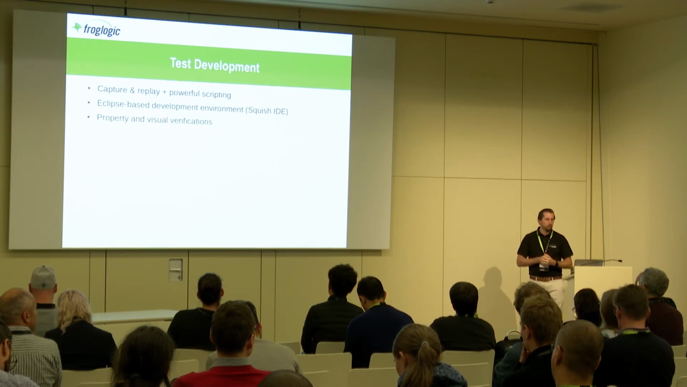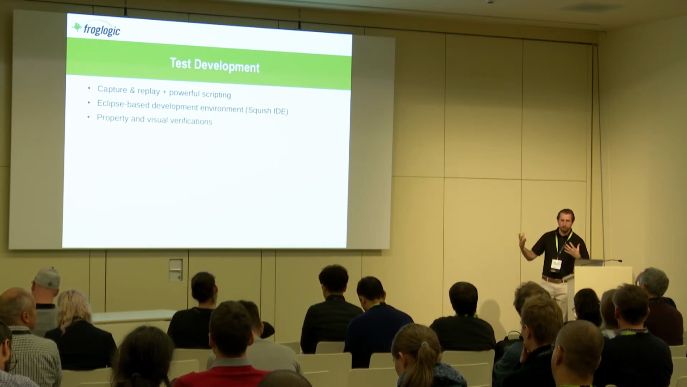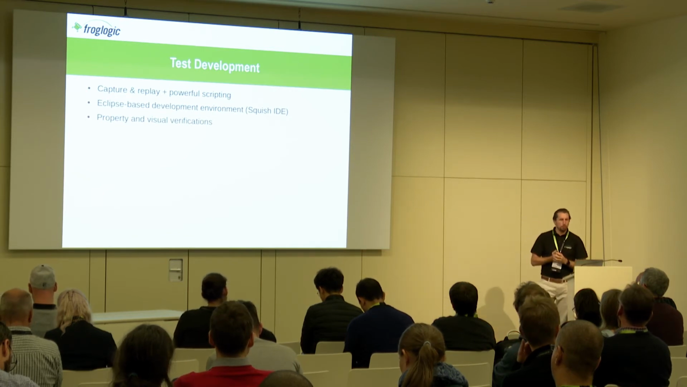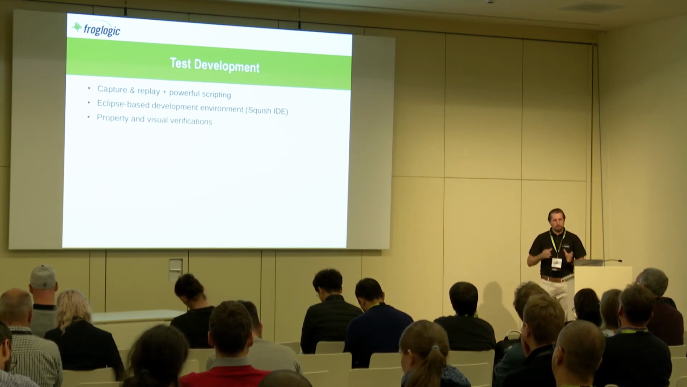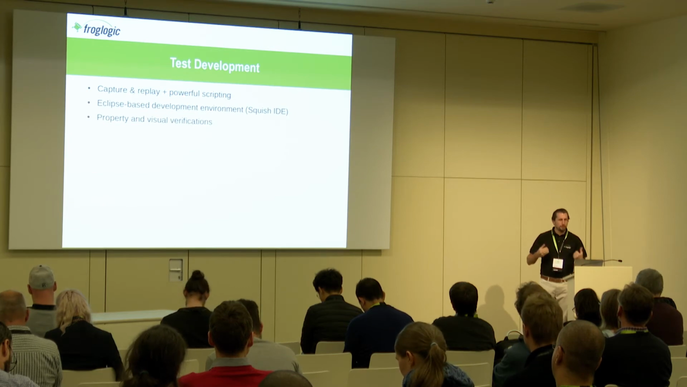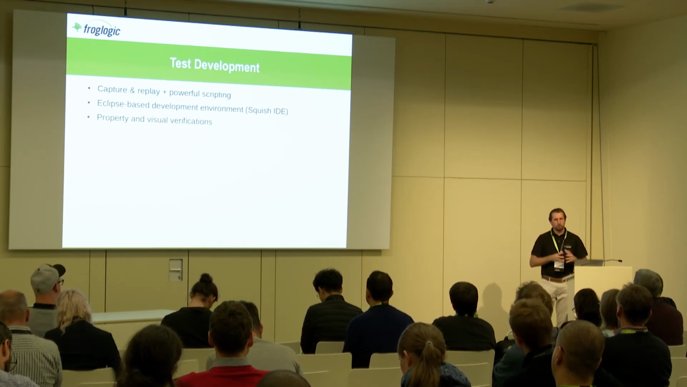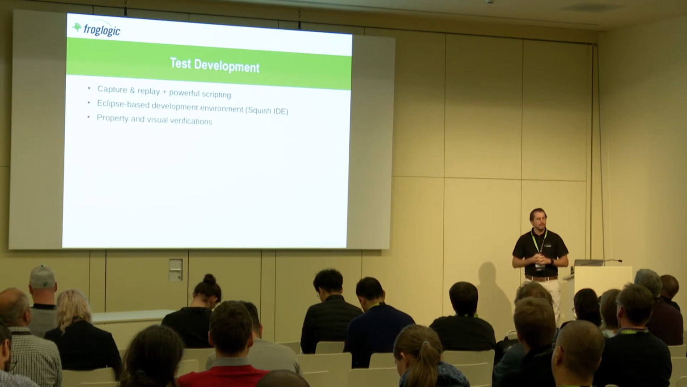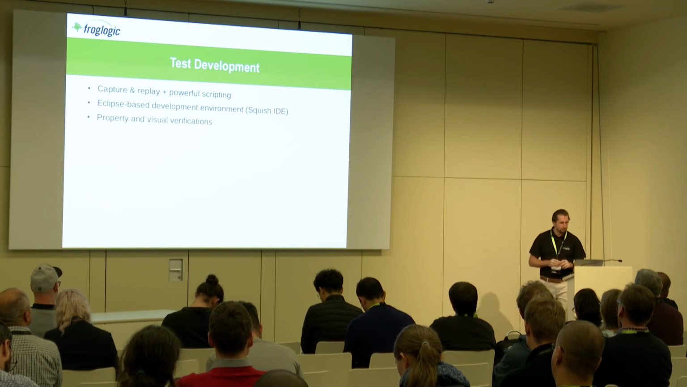On top of that, you can also do visual verifications where you can compare screenshots or partial screenshots and renderings for the more graphics part of the application, but typically you do a mix of both where you stick to property verifications as much as possible due to the reliability, and do visual verifications only where it's absolutely necessary.